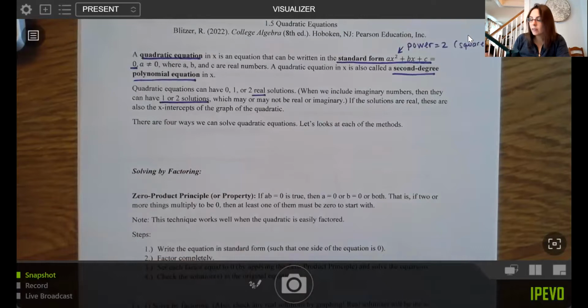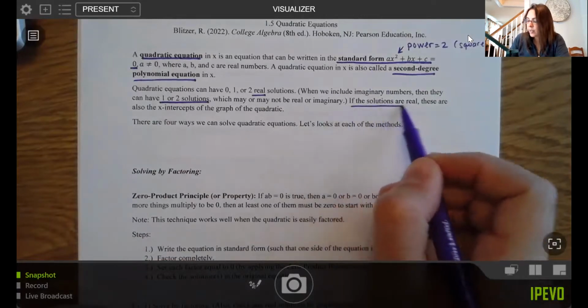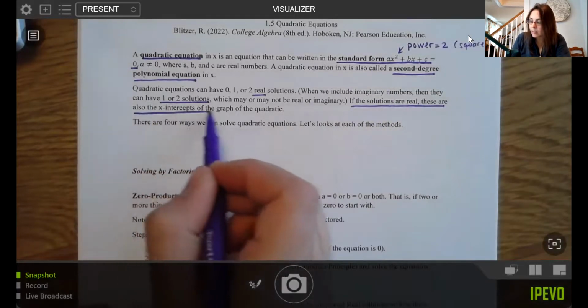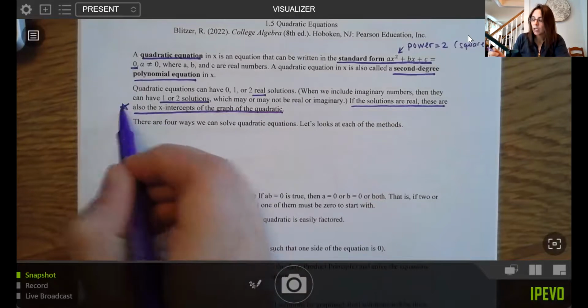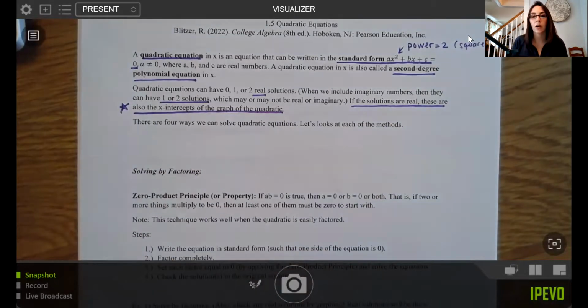If solutions are real, this is also a nice little tip here. These are also the x-intercepts of the graph. So any real solutions to our equations we can see on a graph as x-intercepts. If the solutions are not real, so if they're imaginary, you're not going to be able to see them on the graph. Obviously, you'll see that there are no x-intercepts instead. But again, it's just a nice visual check to your answers. So we'll look at that a little bit too.